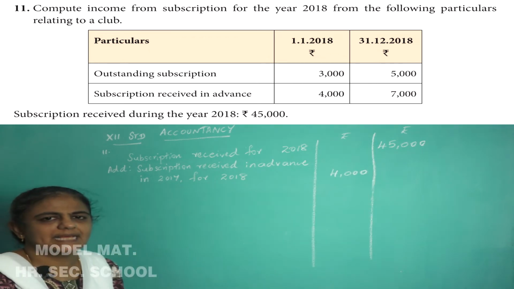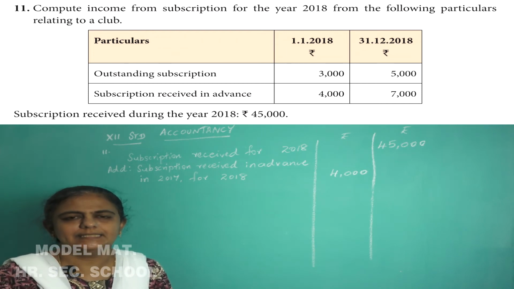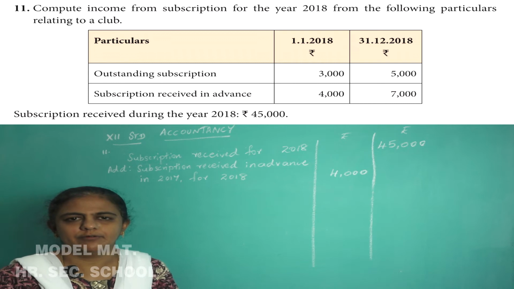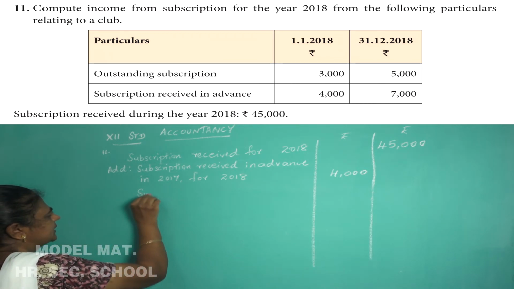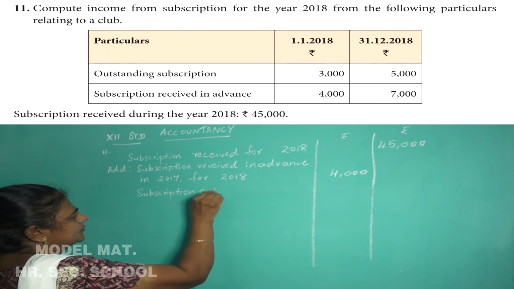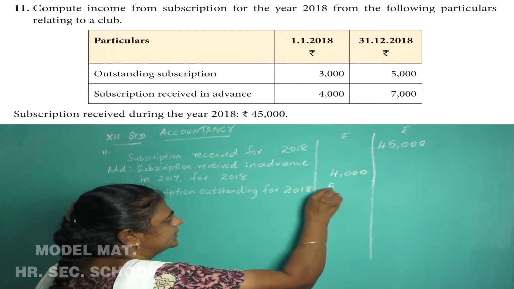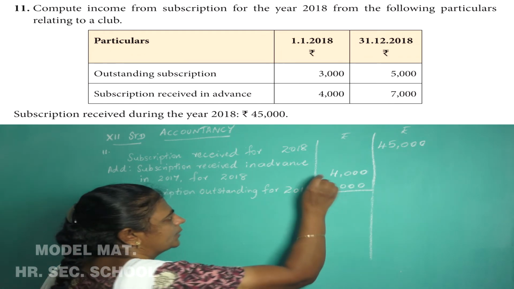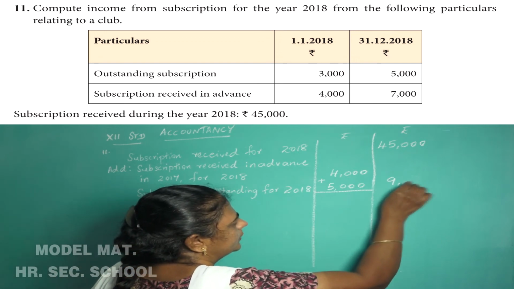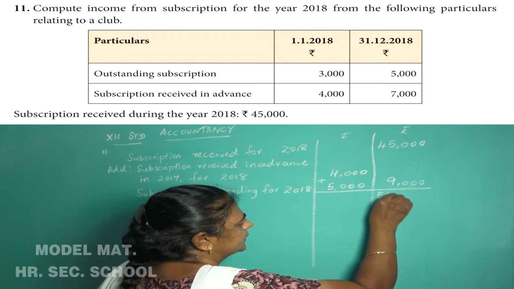Next is outstanding subscription 5000. Outstanding, it means for the current year it is outstanding. Again what you have to do? You have to add that. Subscription outstanding for 2018. That 5000 is outstanding for the current year. So both these you add, write it in the outer column. So that will give you 54,000.